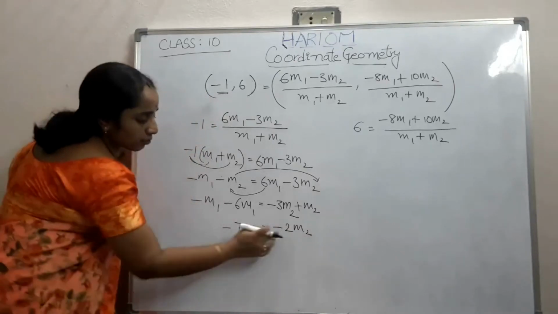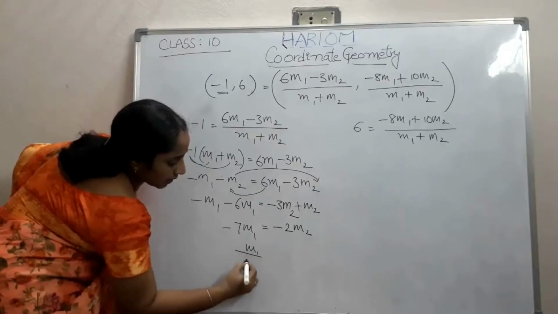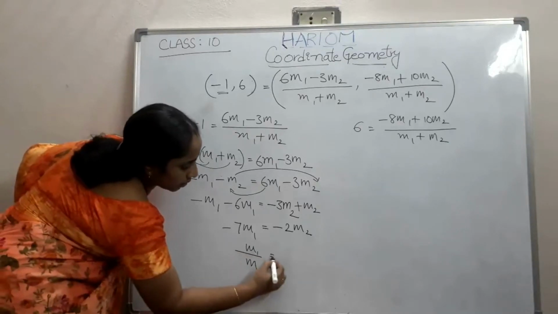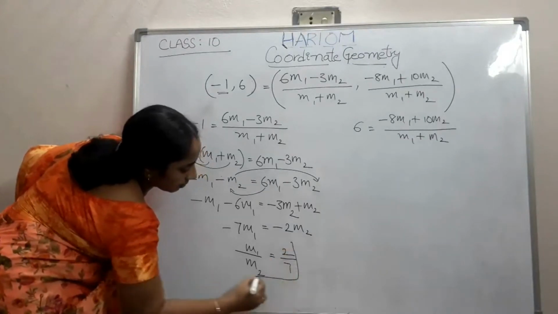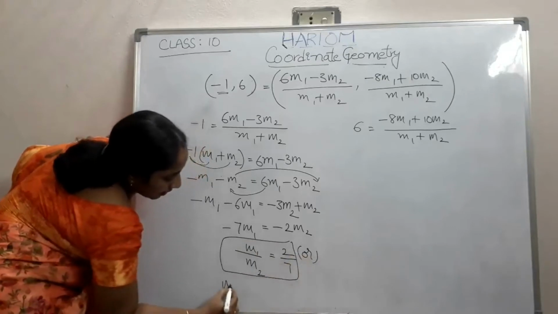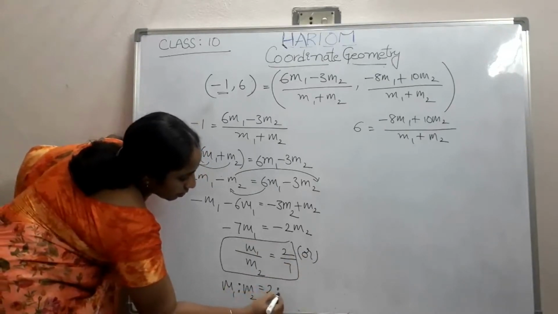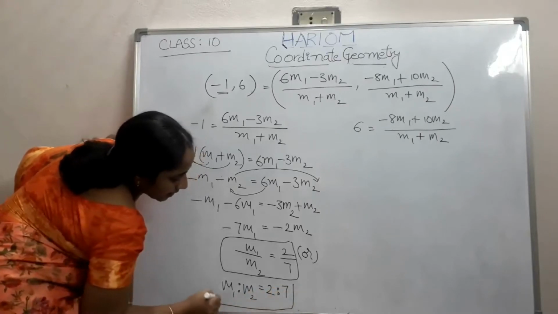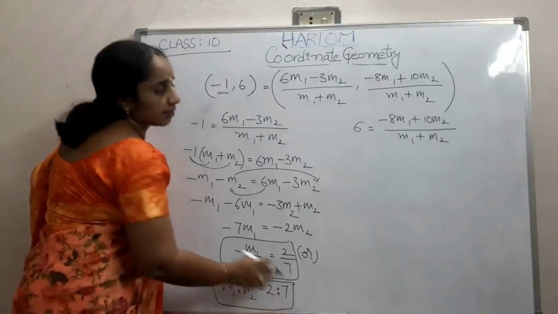Now on both sides we have a negative sign, so we can remove that. It becomes m1 by m2 is equal to 2 by 7, or the same we can write as m1 is to m2 is equal to 2 is to 7. Hence our required ratio is 2 is to 7.